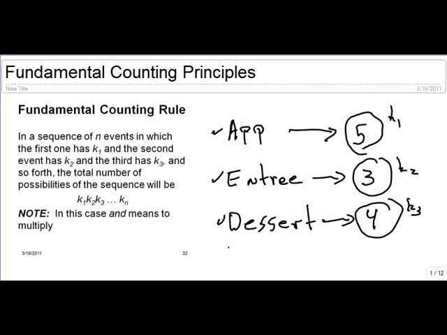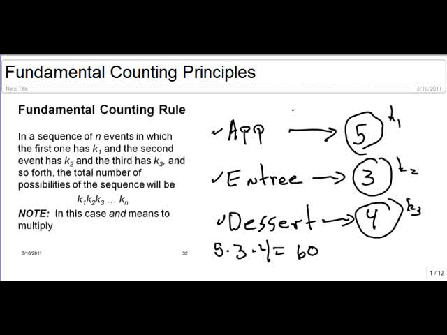So to determine how many meals that I had, I just take the product 5 times 3 times 4, which is equal to 60. So there were 60 ways that I could have constructed a meal based on the appetizer, entree, and desserts.